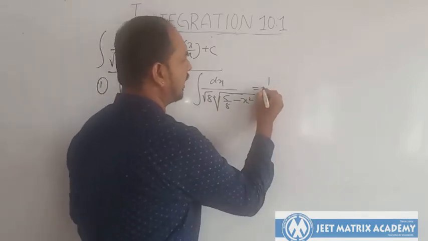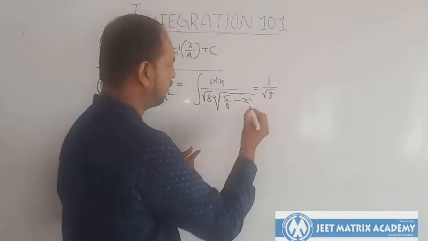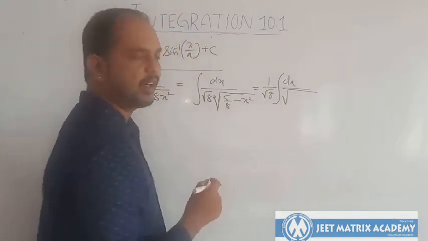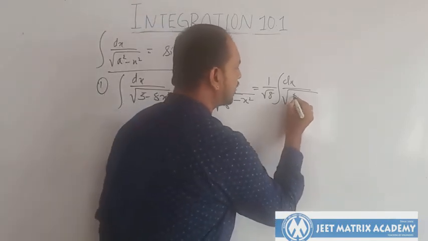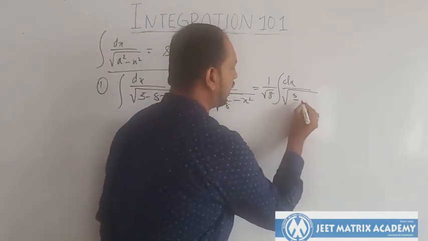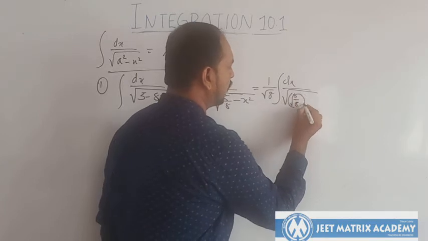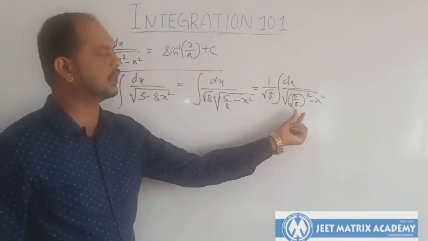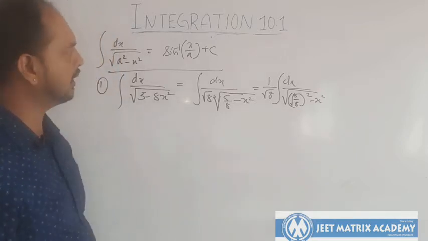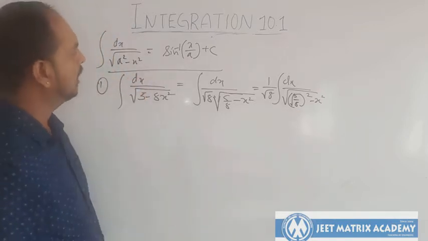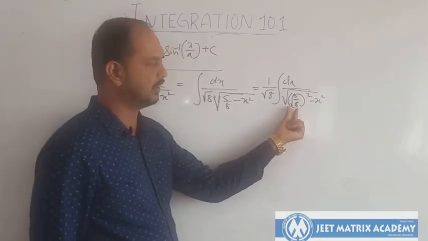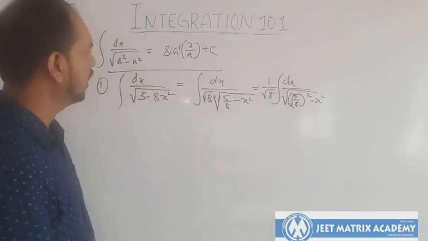Now again I can take out this root 8 from the integral. So dx divided by root of 5 by 8, which we could write as 5 by 8 under root whole square, minus x square. It looks like a square minus x square. Am I right? So my a is just root 5 by 8.